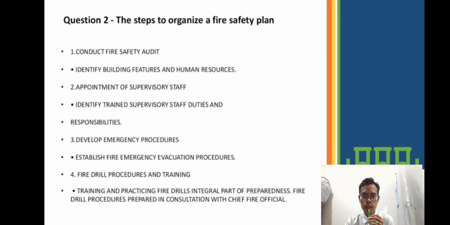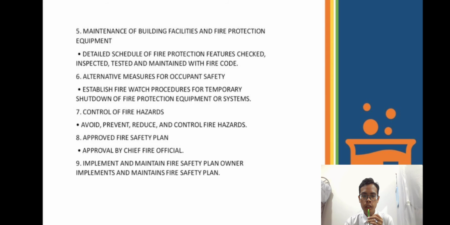Step 4 is fire drill procedures and training. Training and practicing fire drills is an integral part of preparedness. Not only that, we must prepare fire drill procedures in consultation with the chief fire officer. And step 5, maintenance of building facilities and fire protection equipment. For example, we must have a detailed schedule of fire protection features checked, inspected, tested, and maintained in accordance with the fire code.